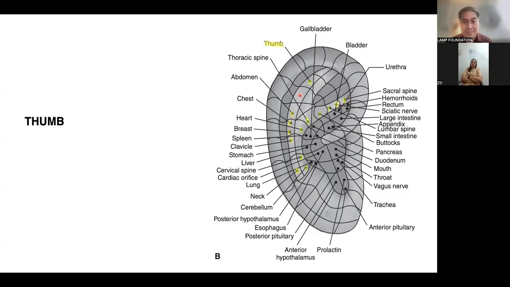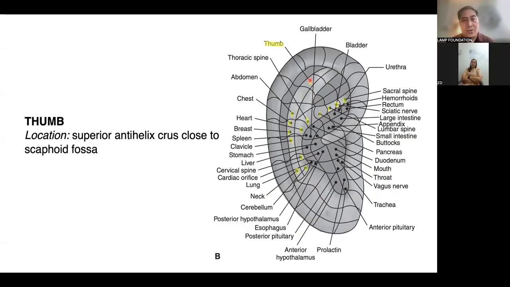Next, we go to the thumb. This is the thumb. Just imagine the kamay there. This is the thumb. Superior antihelix crus, which is very close to the scaphoid fossa. Okay, so yung na-sprain yung thumb.